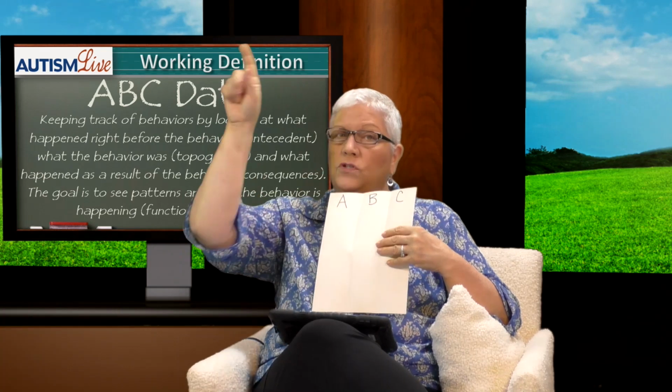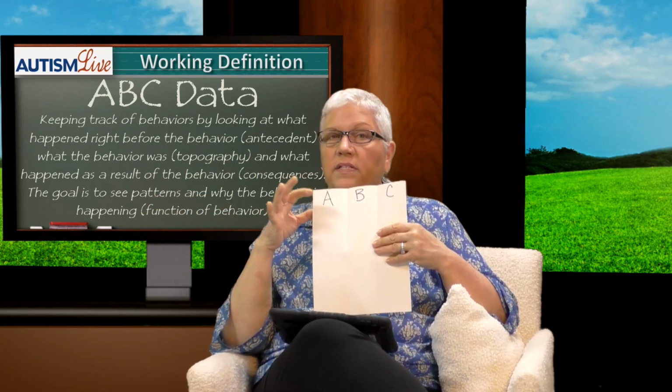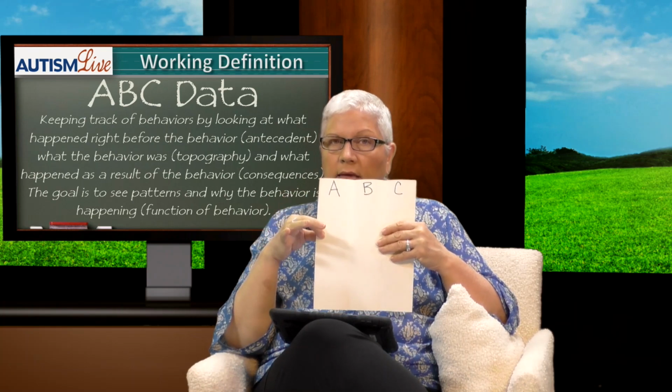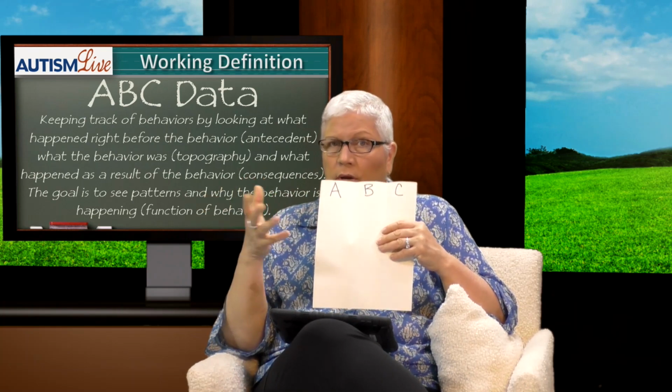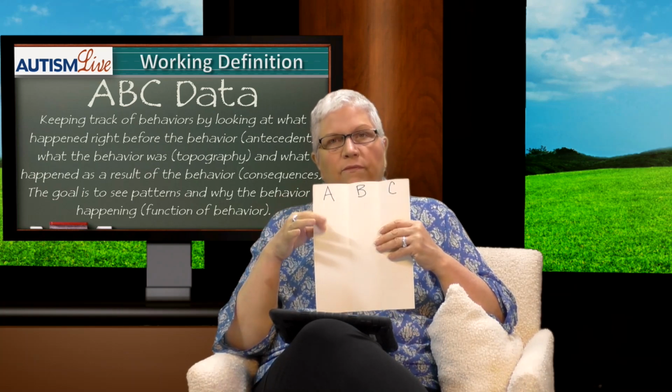Then afterwards, when the behavior is over, I become a detective and I think back, and this is imperfect, but it still is good and effective to think back, okay, what happened right before the behavior?